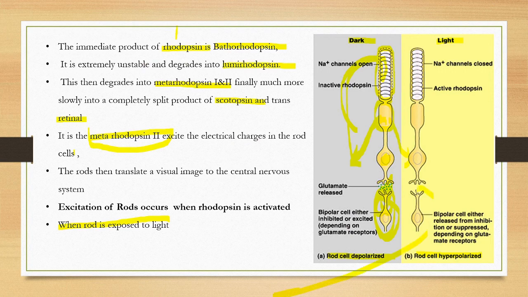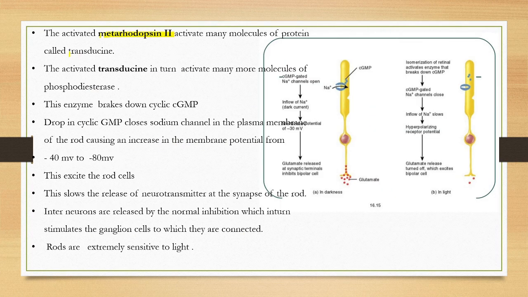So these bipolar cells are released from their inhibition and the bipolar cells are activated. A protein called transducin is activated. What does the transducin do? It in turn activates many more molecules of phosphodiesterase. It's an enzyme. It breaks down the cyclic GMP. Cyclic GMP is required for the opening of sodium channels here. It helps to open the sodium channel here.